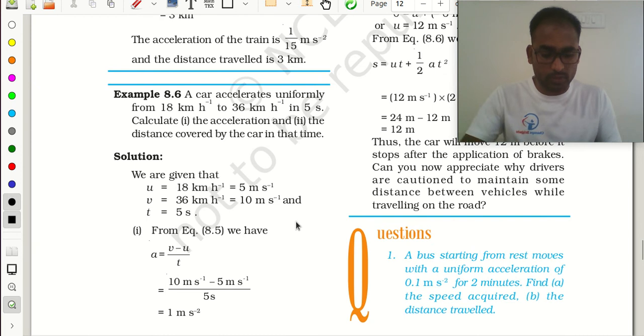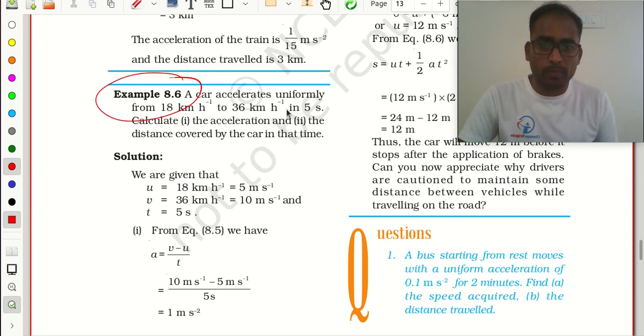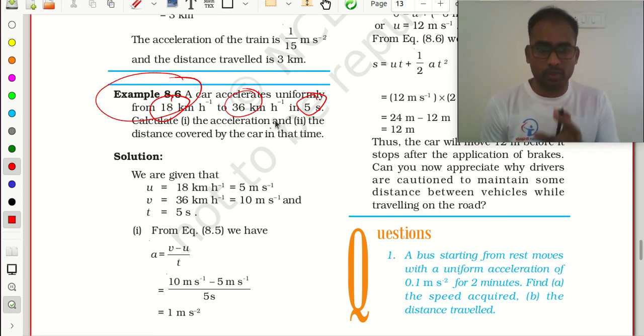See here, I can discuss with you this 8.6. A car accelerates uniformly from 18 km per hour to 36 km per hour in 5 seconds. He has given the two velocities, initial and final. So 18 is the initial velocity, 36 is the final velocity, and the time is 5 seconds. What he is asking is to calculate the acceleration and the distance covered by the car in that time.